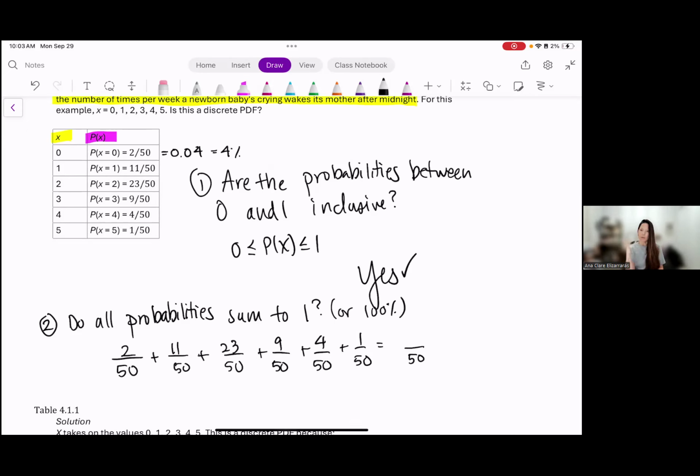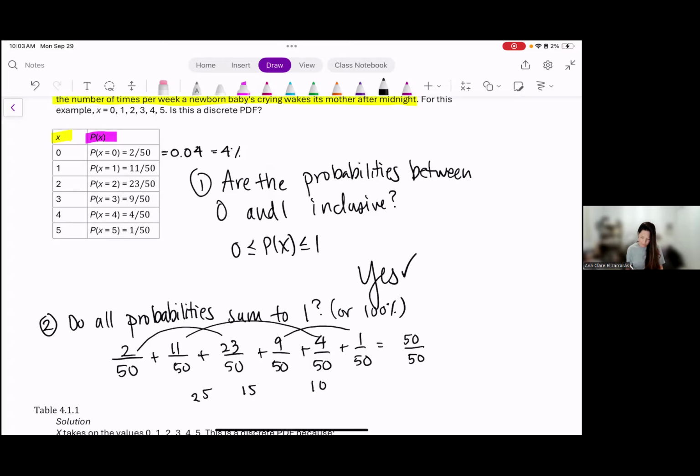I'm going to add in ways that make the numbers friendly to me. So 9 plus 1 is 10. 23 and 2 is 25. 11 and 4 is 15. So I have 25 and 15 is 40, plus 10 is 50.